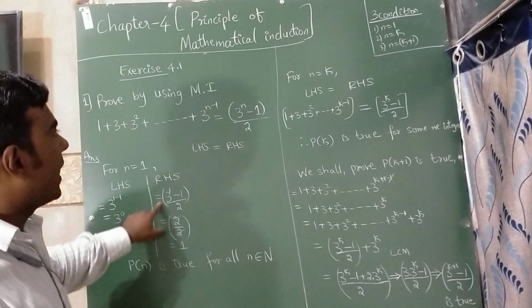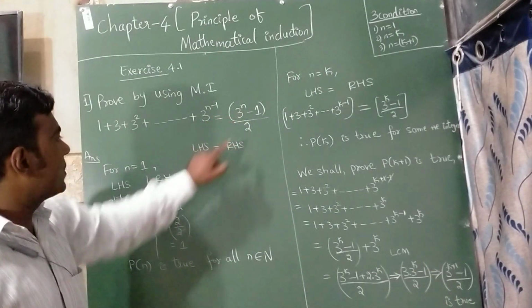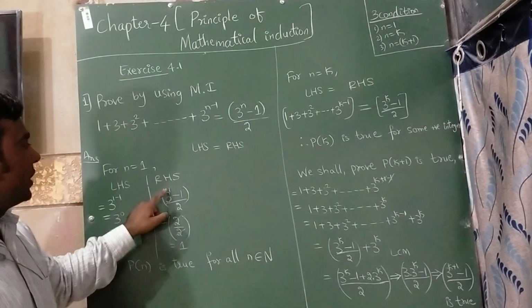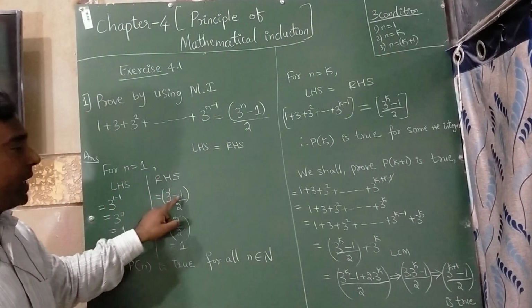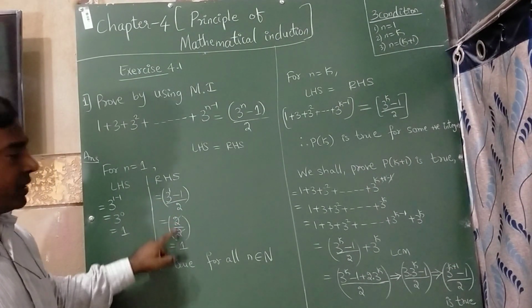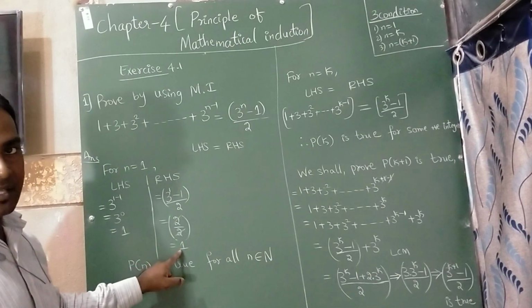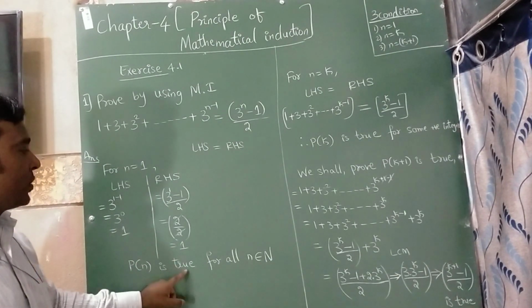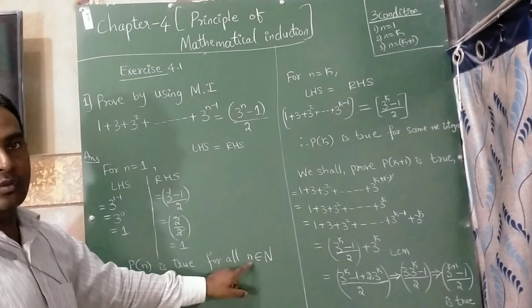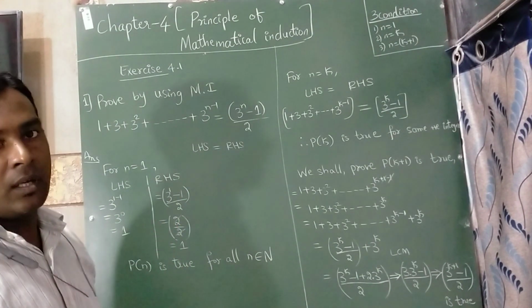Now the RHS part. In the RHS part, (3 raised to n minus 1) divided by 2. In place of n, I am going to write 1. So 3 raised to 1 minus 1, so 3 minus 1 is 2, divided by 2. These two get cancelled. It is 1. So LHS is equal to RHS. Therefore P of n is true for n belonging to natural numbers. So the first condition is proved.